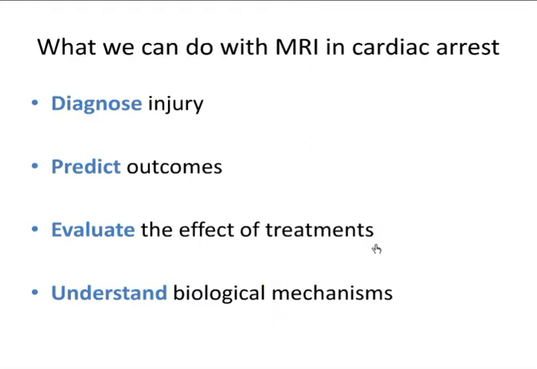What can we do, though, in the clinical setting with MRI in patients with cardiac arrest? I think there's four basic things. We can diagnose injury. We can help to predict outcomes. We can evaluate the effect of treatments. And perhaps as well, and perhaps most importantly, we can understand some of the underlying mechanisms.